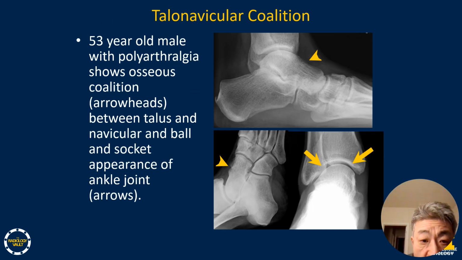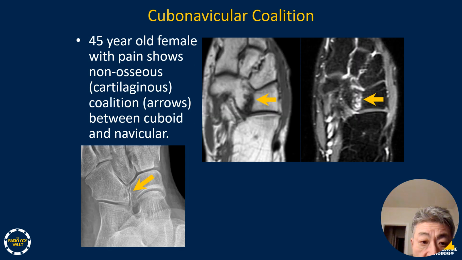A 43-year-old male with polyarthralgia shows osseous coalition between talus and navicular, and the frontal view of the ankle shows a ball and socket appearance of the ankle joint. A 45-year-old female with pain shows non-osseous coalition between cuboid and navicular. On T2 axial, MRI shows high signal intensity, suggesting cartilaginous coalition.